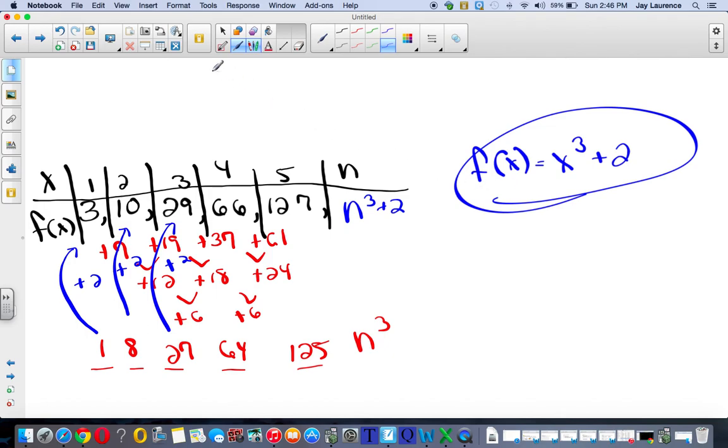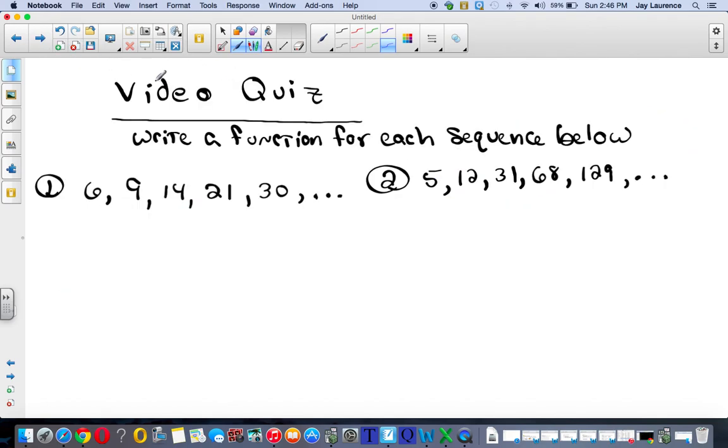And there it is. All right, we've got a video quiz here. There are 2 sequences of numbers. See if you can come up with the functions. Your function should be something like f of x and then the rest of the equation. You know, maybe x squared minus 2, maybe x cubed plus 7, something like that.